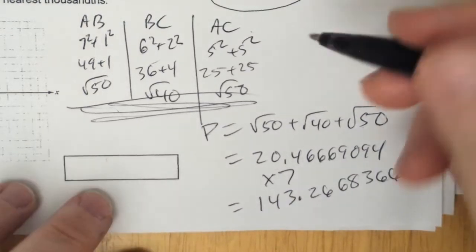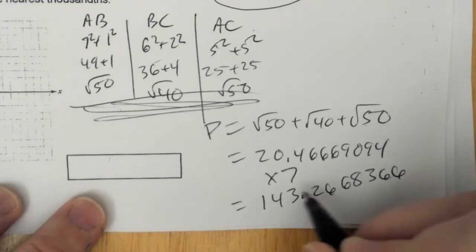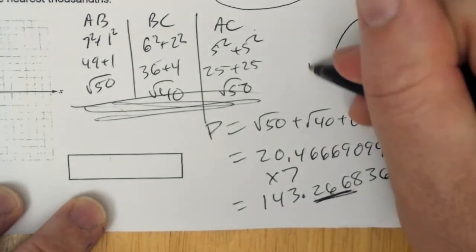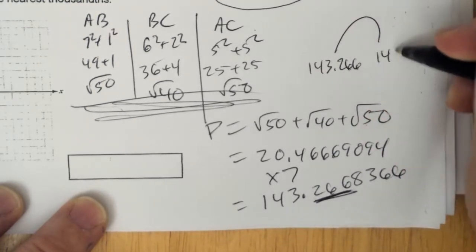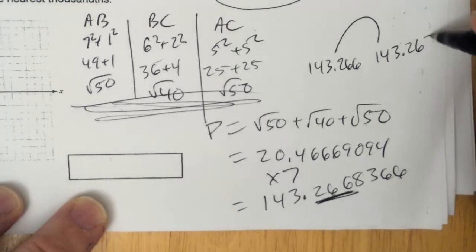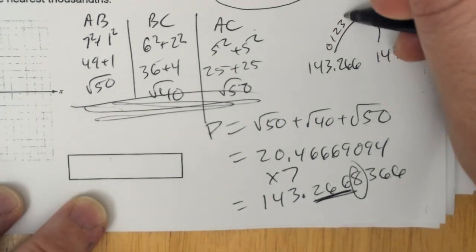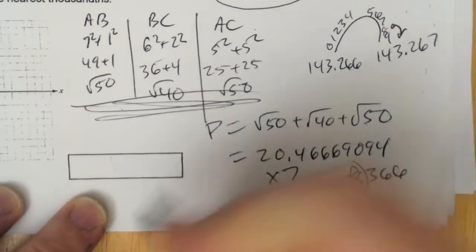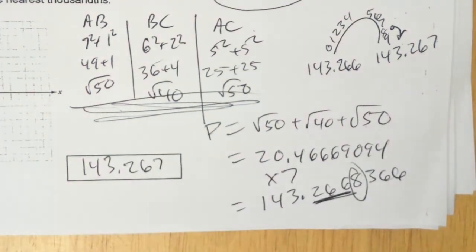143.2668366. Now we can round. So no rounding until then, right? So now we can round. We go to the nearest thousandth. So are we staying at 266? So 143.266, or we're going 143.267. That decision is made by that 8. 0, 1, 2, 3, 4 versus 5, 6, 7, 8, 9. That 8 rolls to the next number. So 143.267 is my final answer.